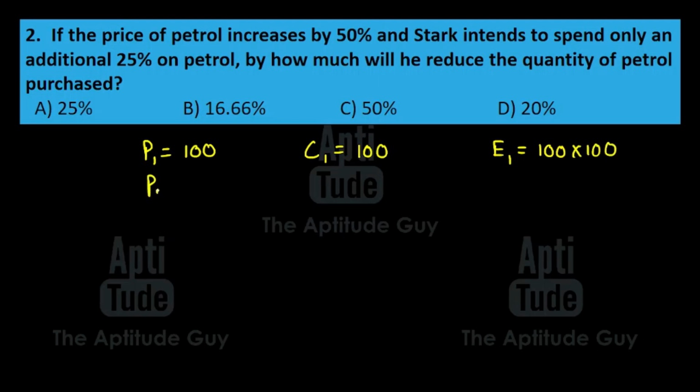Now what happens? The price of petrol increases by 50%. So the new price of petrol now becomes 150. The new consumption, again, as usual, we have to find that. And what happens to the expenditure? Does it stay the same this time? No. That is what changes in this question. Stark intends to spend only an additional 25% on petrol.